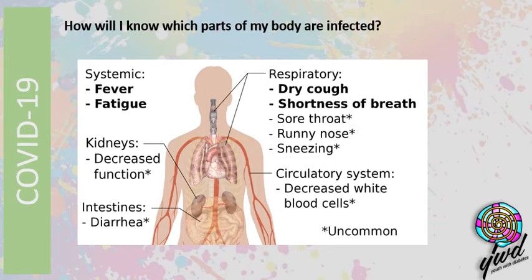How will I know which parts of my body are being infected? Your whole body does get infected, and some typical symptoms that your whole body is infected are common, things like a temperature or fever and feeling really tired. If the virus has entered your lungs and upper airways, it's going to give you a cough or shortness of breath, sore throat, runny nose or sneezing. It can infect other organs in your body, such as your intestines, and it might cause diarrhea. It can also affect your kidneys, your heart, and your circulatory system.